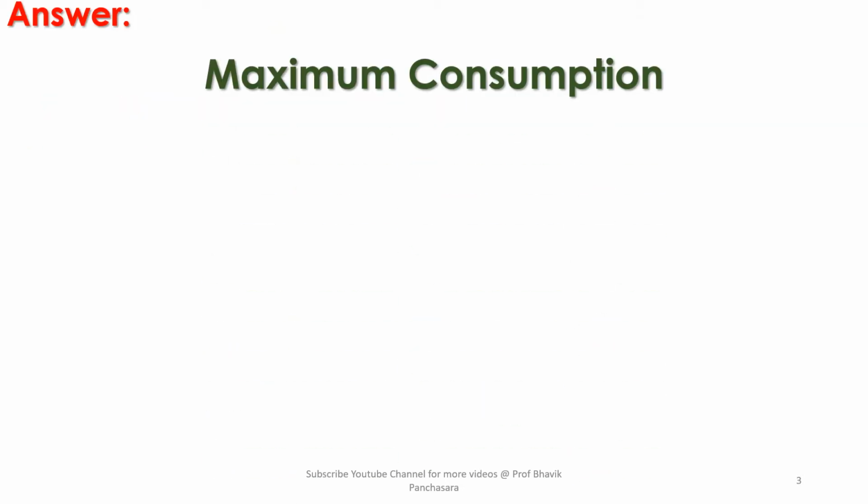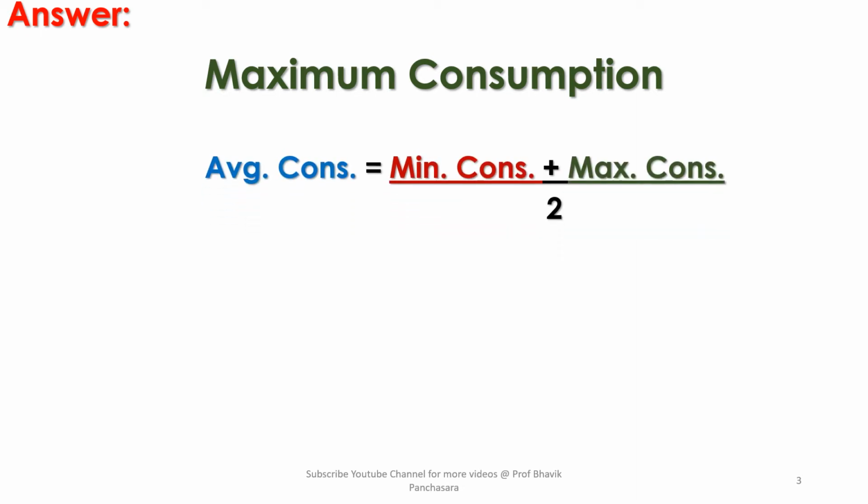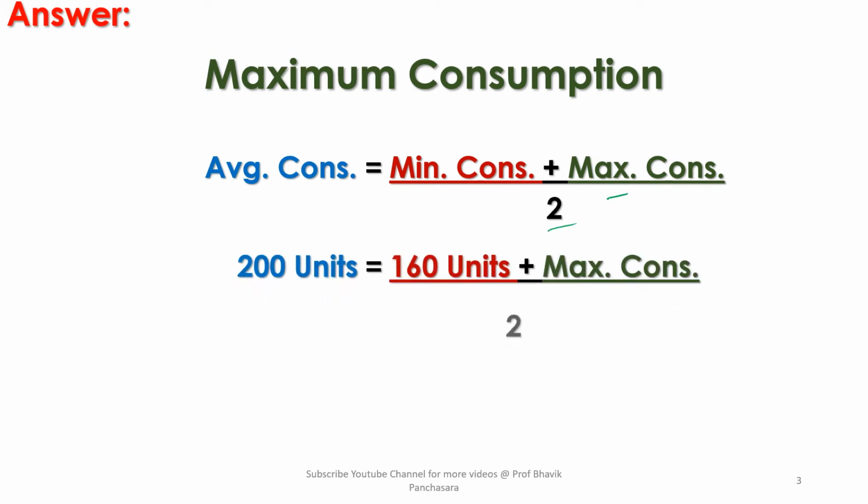First of all, we will start calculation of maximum consumption because that is useful to calculate reordering level. For maximum consumption, we will use the formula of average consumption, that is minimum consumption plus maximum consumption divided by 2. Let us put the values in this formula. So, here average consumption is 200 units, minimum consumption is 160 units. Now, this 2 will multiply with 200 units given left hand side.